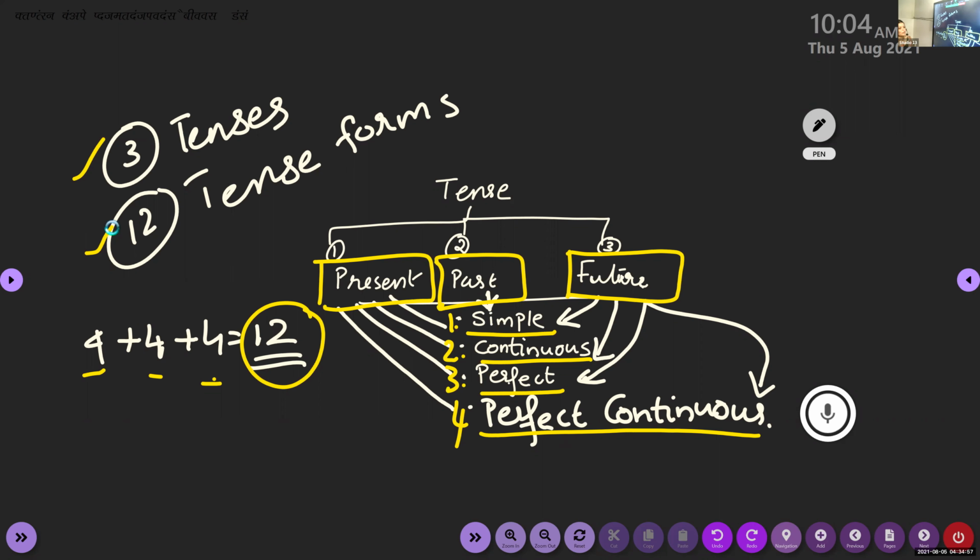When you remember tenses, when you write a word in tense, remember my face. That is my demand.